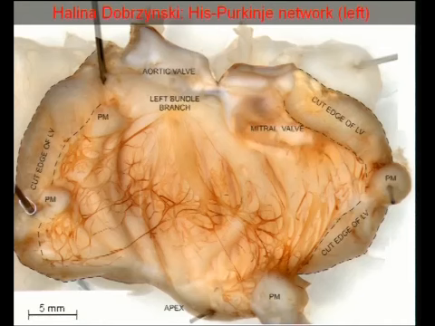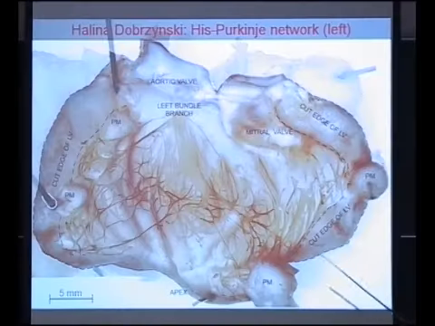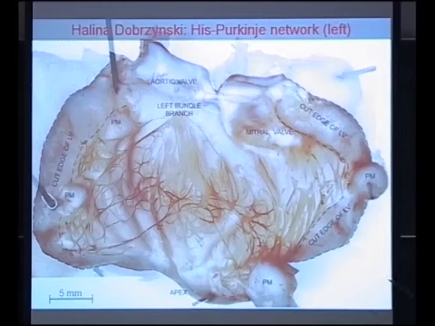So this year we started to construct a model of the His-Purkinje network in the rabbit heart, and this work is being led by Helena Dobrinsky. For this work, she cut off the atria, she cut open the ventricular free walls to gain access to the ventricles. She then immunolabeled a marker protein, which is only expressed by the conduction tissue.